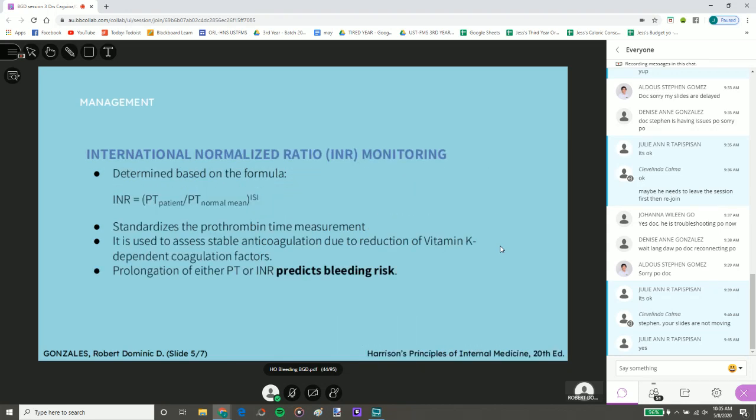Next, we have your INR monitoring, which is also part of the management. What's important about INR monitoring is that whenever there is prolongation or higher values, as was mentioned by Kyle and Dan a while ago, this also predicts bleeding risk and poorer prognosis. So this is also a factor we look at when prognosticating about hematoma expansion.